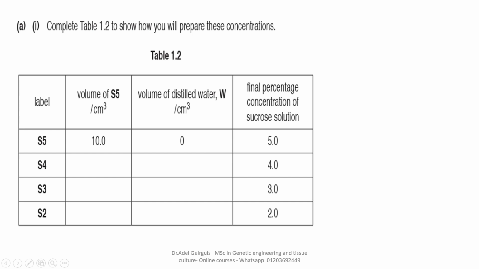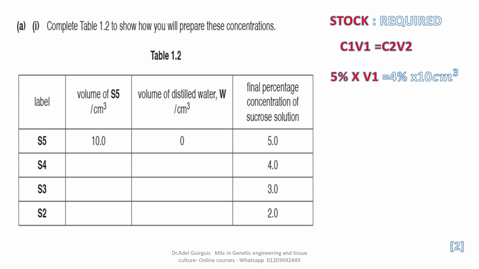Now, how to prepare S4 with 4%, S3 with 3%, S2 with 2%? We use a certain formula, stock to required. What's the formula? C1V1 equals C2V2. C1V1 for stock, C2V2 for required volume and required concentration. Now C1, compensate: C1 equals 5%. This is the stock given at your exam, 5%.